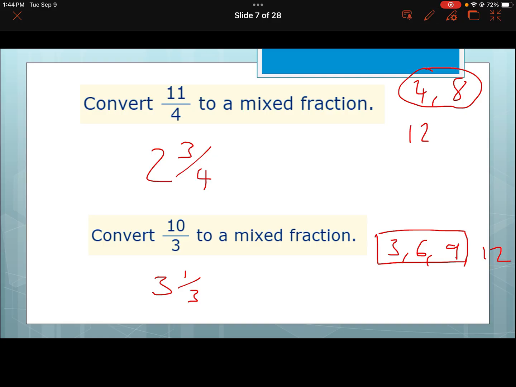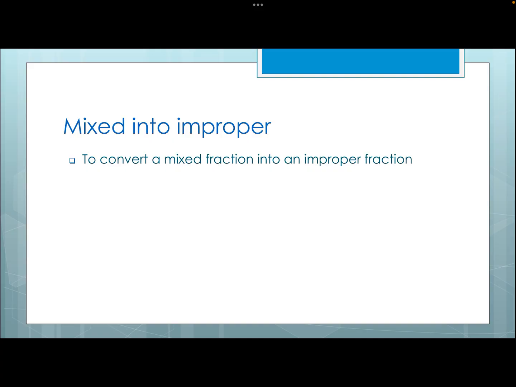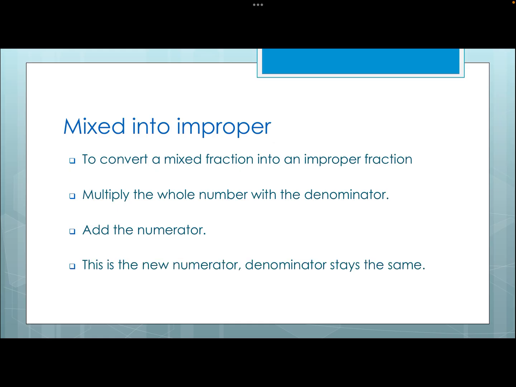Cool. Now, effectively, that was just division, right? It was like, how many 4s go into 11? That is 11 divided by 4, and that is 2 with 3 remainder. To go one way is division, so weirdly enough, to go the other way is multiplication. To convert a mixed fraction into an improper fraction, multiply the whole number with the denominator, add the numerator, and that is the new numerator. Denominator stays the same, right? So multiply the big with the bottom, add the top, and that is the new top.